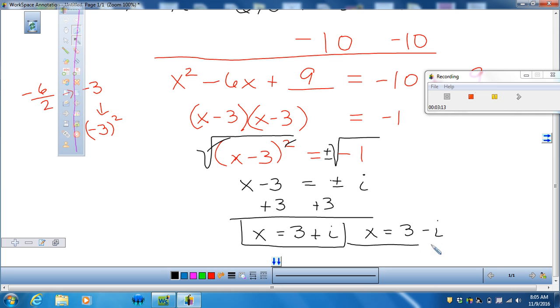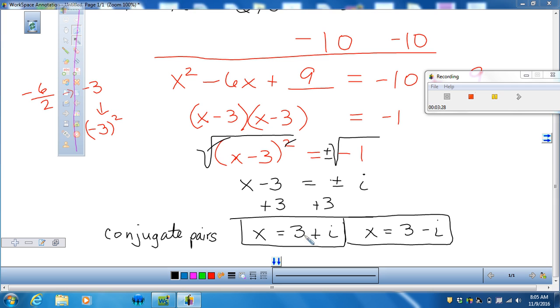Remember that complex numbers or imaginary numbers always come in pairs, and they should be conjugate pairs, which means, as we've talked about the last couple of days, one's going to have a positive, one's going to have a negative. Other than that, they're exactly the same. Okay. And this problem has now been solved. So take a moment, copy this down, and I will do one more example, this time with the quadratic formula.